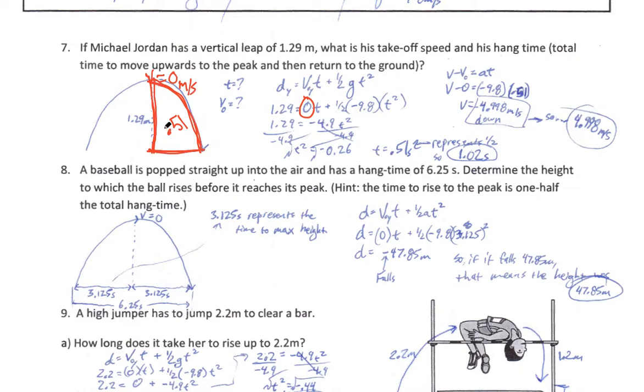Well, that means if it took 0.51 seconds to fall, in order to get up there, it also took 0.51 seconds. Together, this whole thing would be 1.02 seconds because we just add the two up. All right, to figure out his hang time, that's what we get. So if I want to know what his takeoff speed was, I deal with another equation that allows me to figure out his takeoff speed.